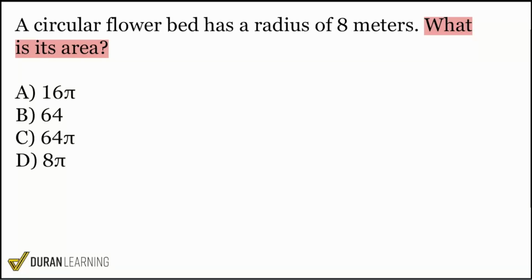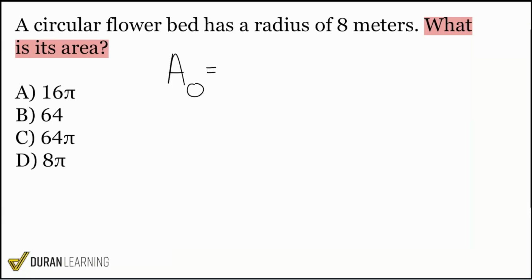Read the question sentence. If I start here, I'm reading the problem. The problem is that we have a circular flower bed and it has a radius of 8 meters. The question, the goal, is here: who, what, when, where, how many, which of the following? What is its area? Right there. So in this problem, what we want is the area of a circle.